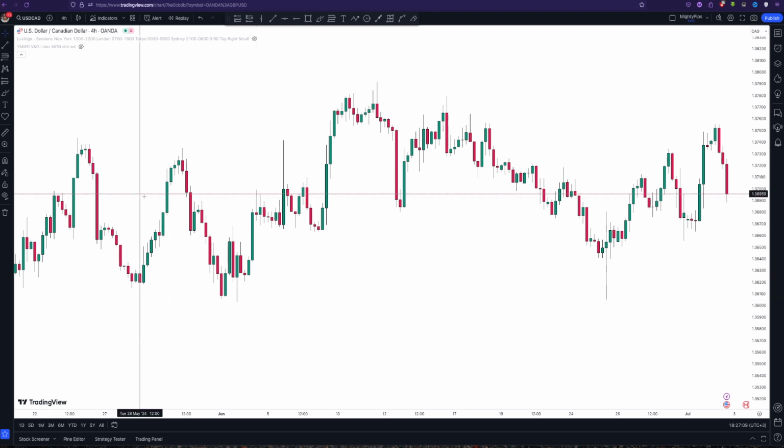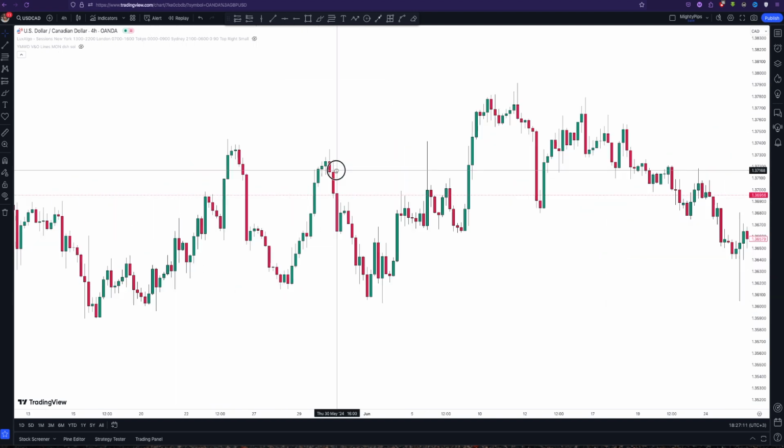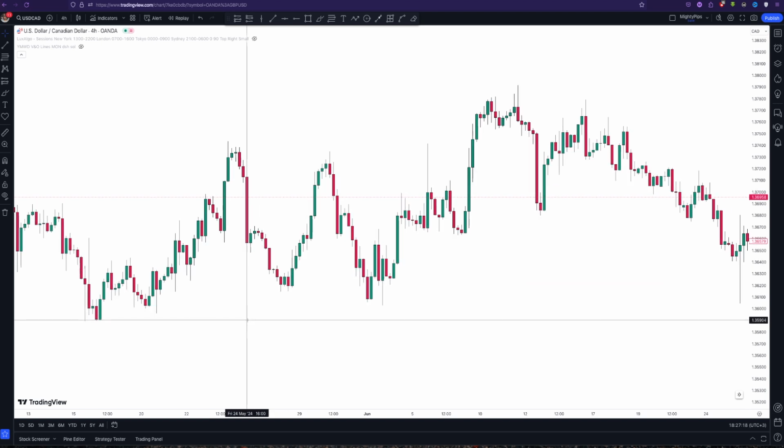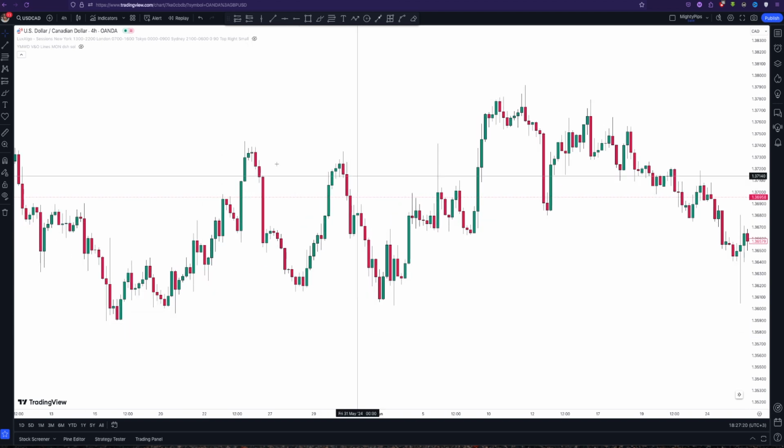So here we are on the 4-hour chart. So what you want to do with this strategy, it's a very, very simple strategy that does not require you to do too much analysis, okay? So in this strategy, what you're looking for is a break of market structure.